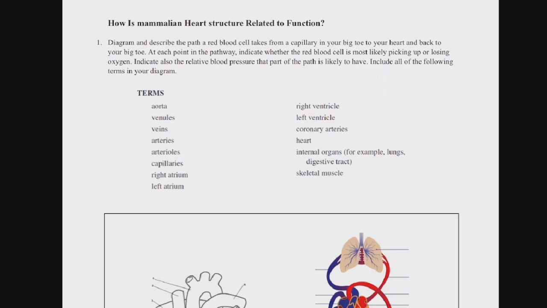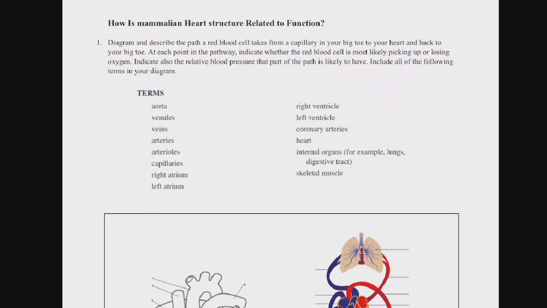Cool. Okay. So, how is mammalian heart structure related to function? Diagram and describe the path a red blood cell takes from the capillary in your big toe to your heart and back to your big toe. At each point in the pathway, indicate whether the red blood cell is most likely picking up or losing oxygen. Indicate also the relative blood pressure that a part of the path is likely to have. Include all of the following terms in your diagram.